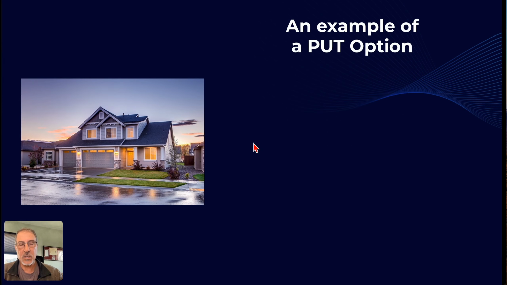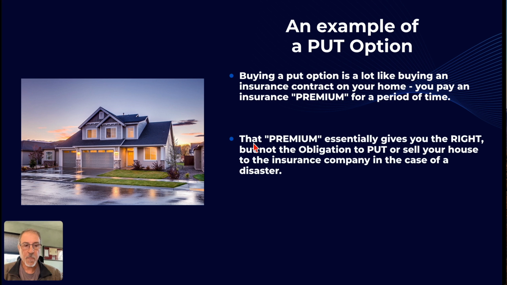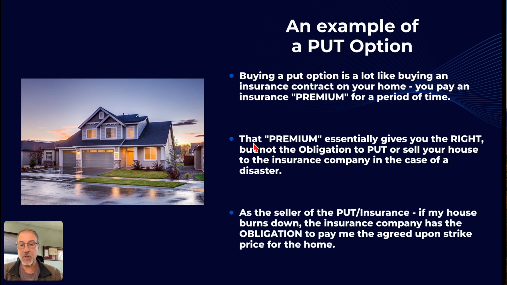I like using the example of a home because many people do own homes. Not everyone, of course, but many people do, or at least they understand the concept. So buying a put option is a lot like buying an insurance contract on my home. I pay an insurance premium for a set period of time. Usually I buy insurance annually for my home. That premium gives me the right, but not the obligation, to put or sell my house to the insurance company in the case of a disaster.